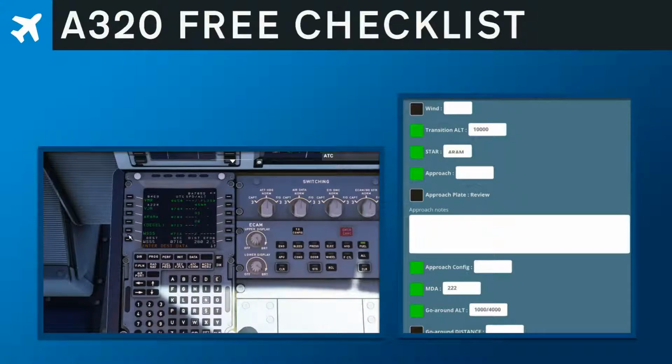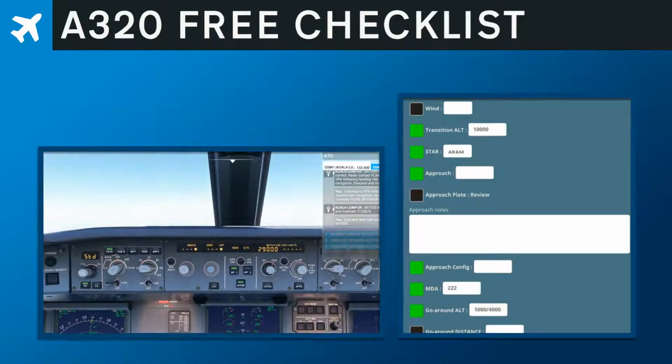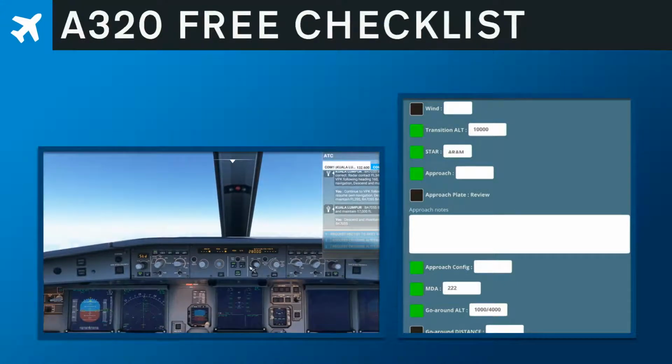BA 7055 Bravo Alpha 7055 descend and maintain 17,000 feet. Descend and maintain 17,000 feet BA 7055 Bravo Alpha 7055.